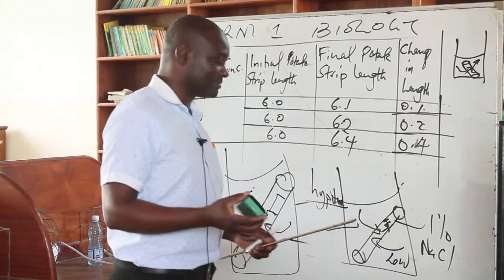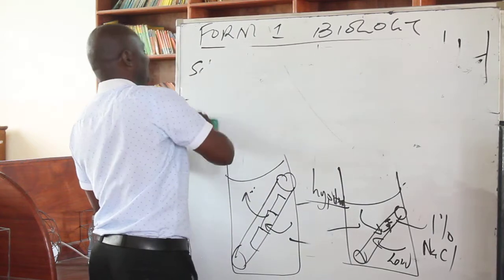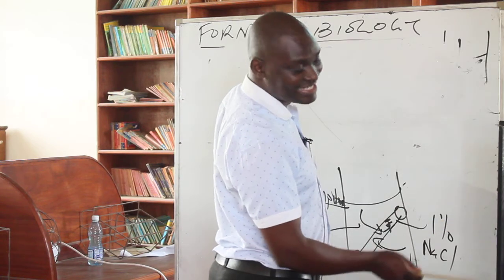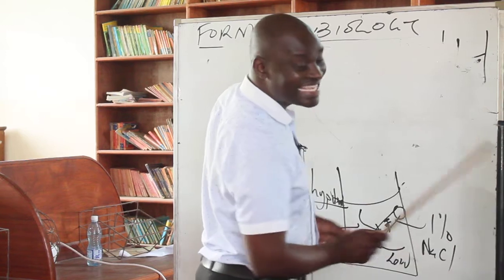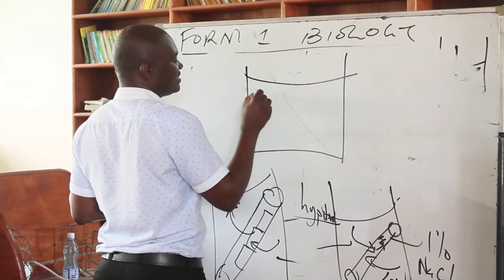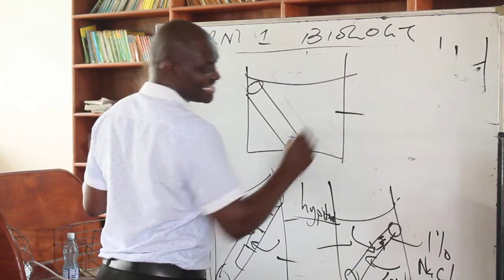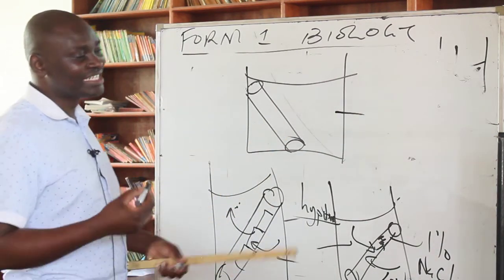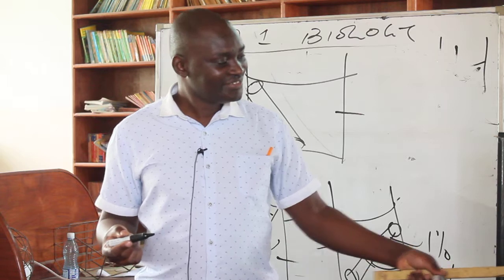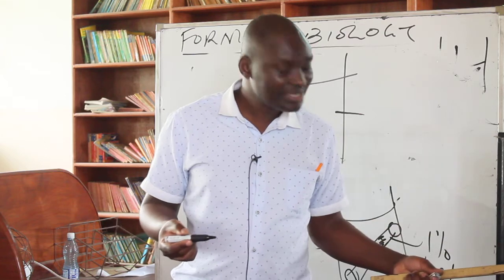Now, there is a third case. Below zero increase in length, there is a decrease. What has caused the decrease in length? You take the potato cylinder and place it in a concentration of 2%, then the decrease in length is 1.5. 2% decreases 1.5.